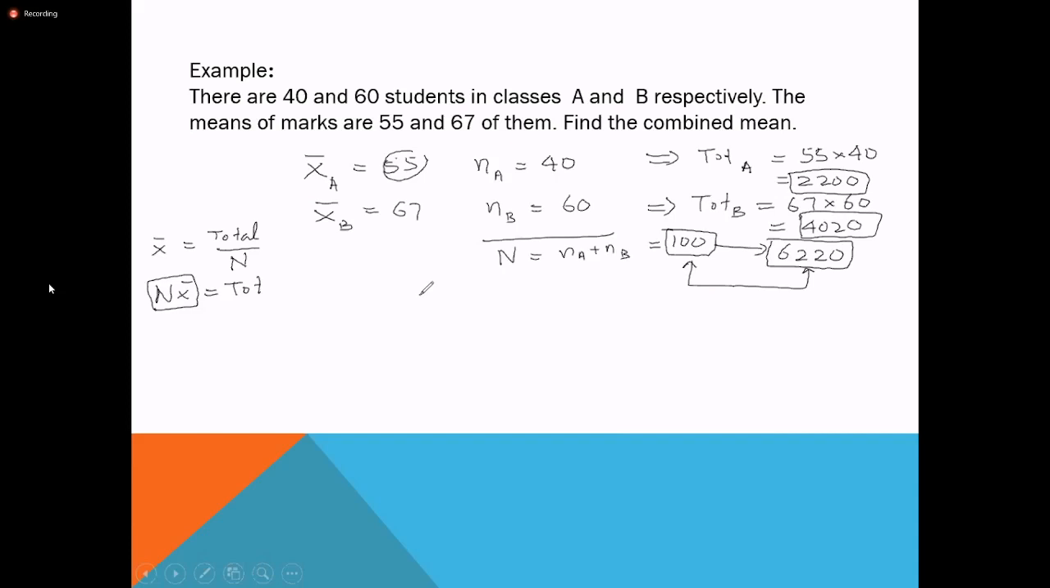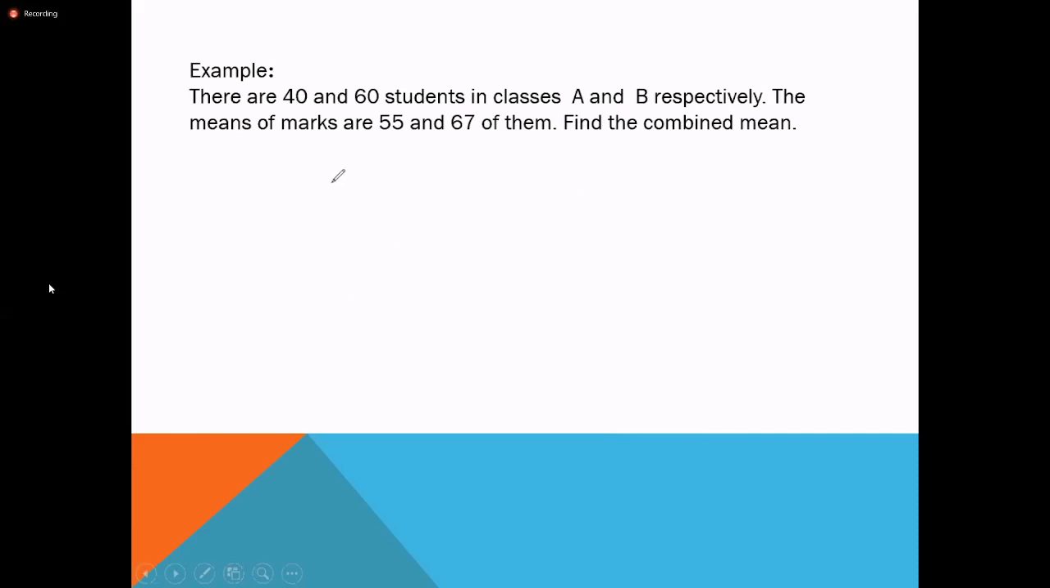Then what is the combined mean? Combined mean is equal to 6220 divided by 100, which is 62.2. Dividing by 100, that is the grand mean or the combined mean. That is how to calculate the combined mean.